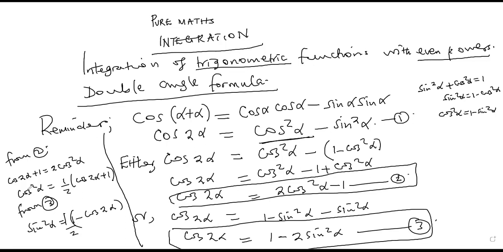Now, I'm going to apply these: cos squared alpha and sine squared alpha, in integrating the even trigonometric functions. So what we need is to quote this formula here, and we also need to quote this formula here. Now, let's look at examples, and then we see how best we can maneuver.